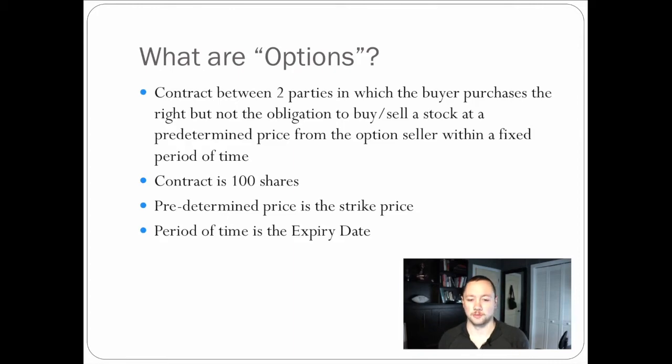So what is an option? Well, an option is a contract between two parties in which the buyer purchases the right but not the obligation to buy or sell a stock at a predetermined price from the option seller within a fixed period of time. So what that means is if I buy an option, I'm allowed to buy a specific stock at a specific price before a certain time period.